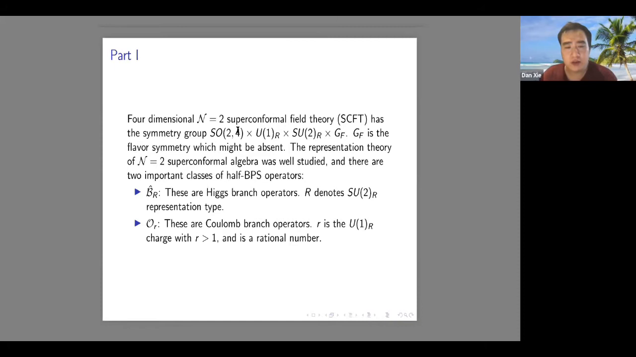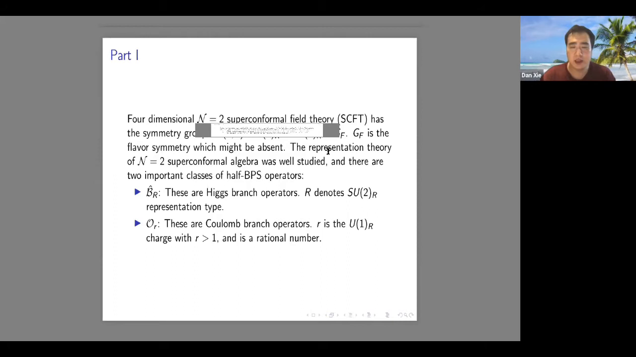So our theory has a conformal symmetry. And also for this class of theory, it has an interesting class of symmetry which rotates the supercharges. So for this class of theory, it's U(1)_R times SU(2)_R. And here G_F is the global symmetry, but this symmetry might be absent. So some of the theories might not have any non-trivial global symmetries, but all the n=2 superconformal field theories would have the conformal symmetry and the R symmetry. So those are the SO(2,4) symmetry and the two R symmetries are universal for any n=2 superconformal field theory.